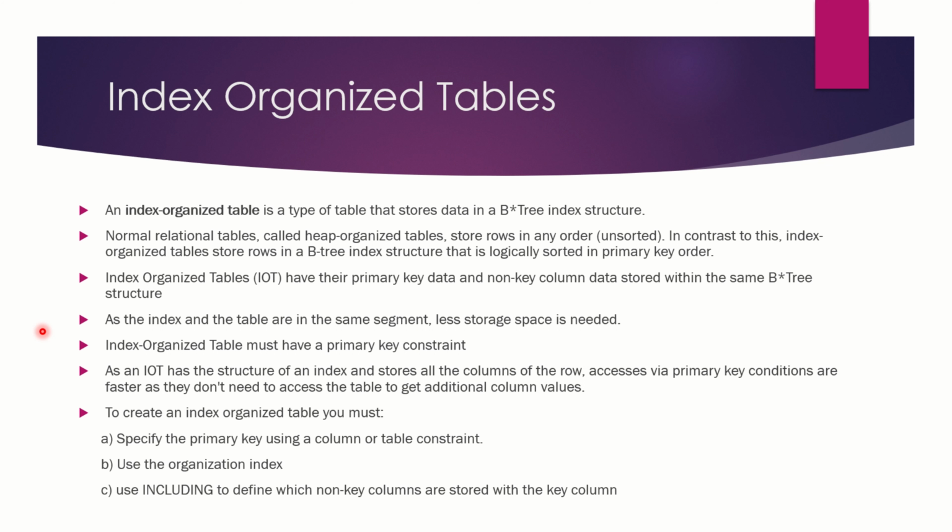One of the constraints of the index organized table is that it should have a primary key. If there is no primary key, you won't be able to create an index organized table. Also, like I mentioned earlier, since all the columns of the row are part of the index, access via the primary key is much faster than the B-tree index. So this is the fastest known index, which is nothing but your index organized table.